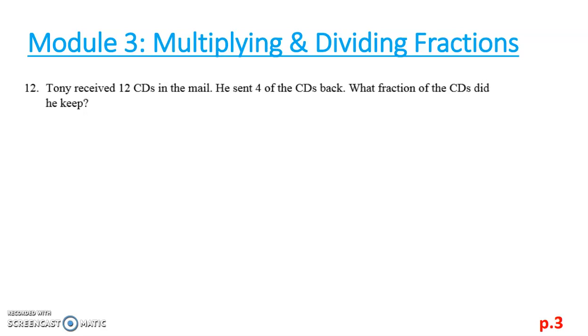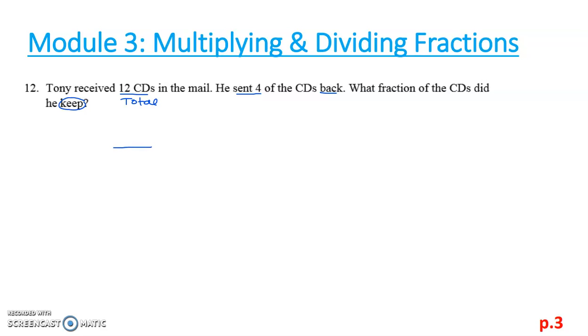Number 12, Tony received 12 CDs in the mail. He sent 4 of the CDs back. Ooh, this is a little bit old question now, hey? What fraction of the CDs did he keep? Okay, so he got a total of 12, and he sent 4 of them back. So what fraction did he keep?